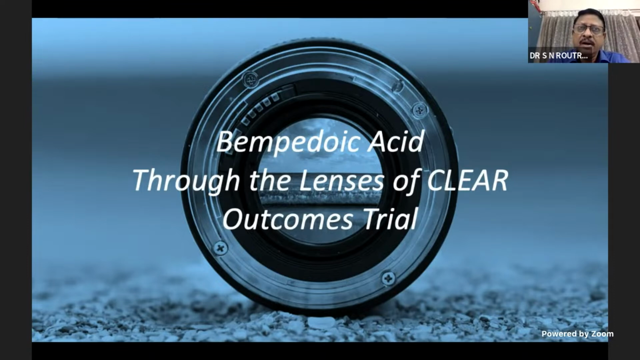And ESC, AHA, and ADA have also shown that bempedoic acid is helpful in the management of dyslipidemia. But till now, outcome trials were not there. And this is the first outcome trial, the CVOT trial. What do we mean by this, and what does it all mean, we will go through in this presentation.